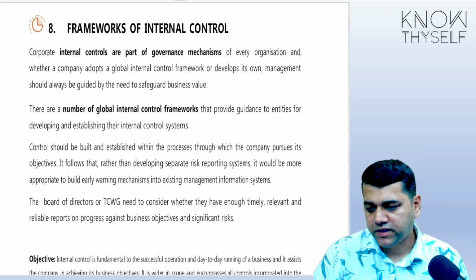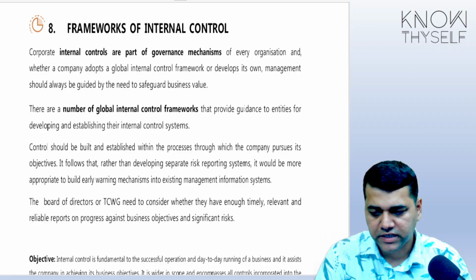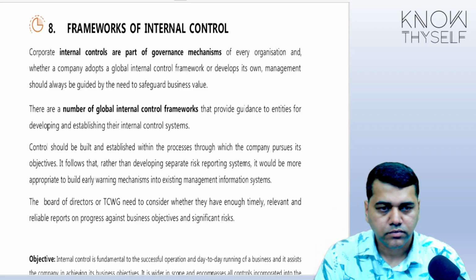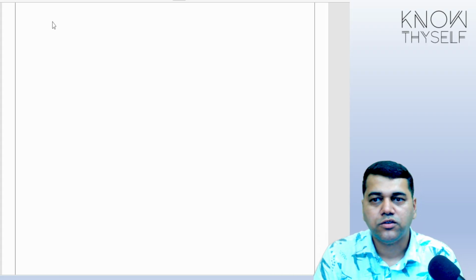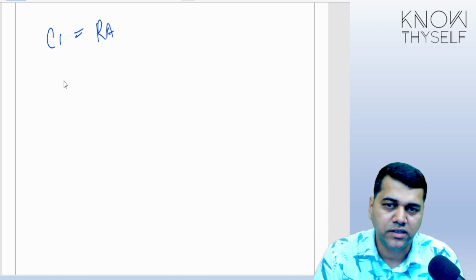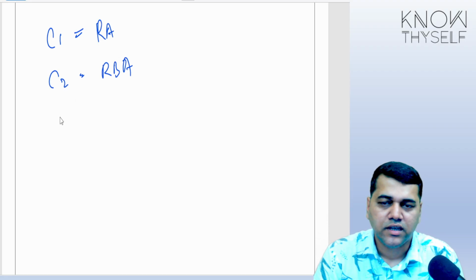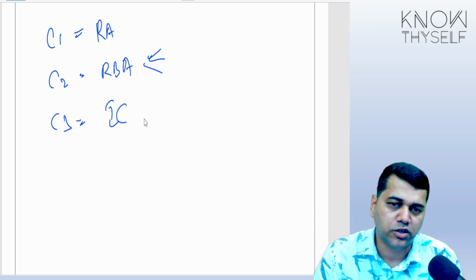Yes, students. So we'll start with the last concept of your chapter number 4. Yes, so we have a quick recap at a very high level. The first concept is about your risk assessment. Concept number 2 is your risk-based audit, which has got 3 elements. Concept number 3 is internal control.